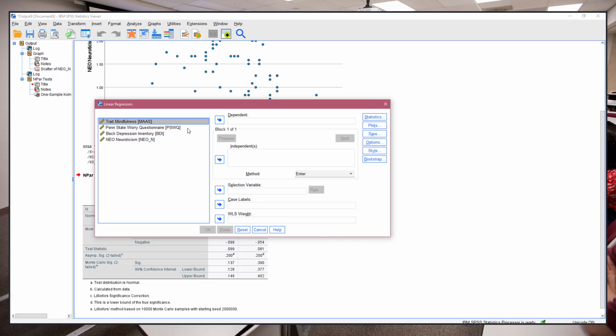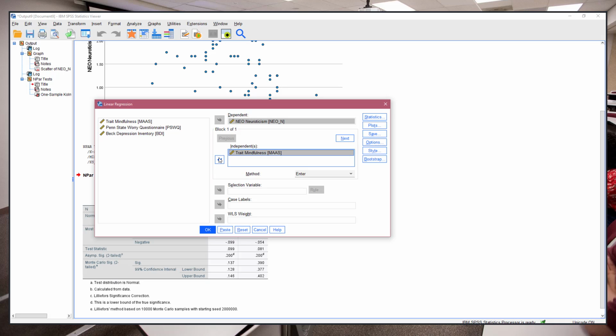Okay, and so here, the dependent variable is the variable that you're trying to predict, right? And so that's your y variable. So the y variable, we're trying to predict neuroticism. And the independent variable is your predictor. And we're trying to predict neuroticism from mindfulness. So we'll take mindfulness and throw it over under independent. And so this defines the basis of our model.